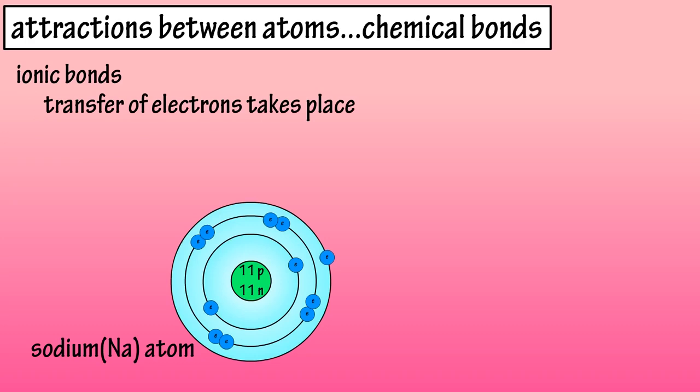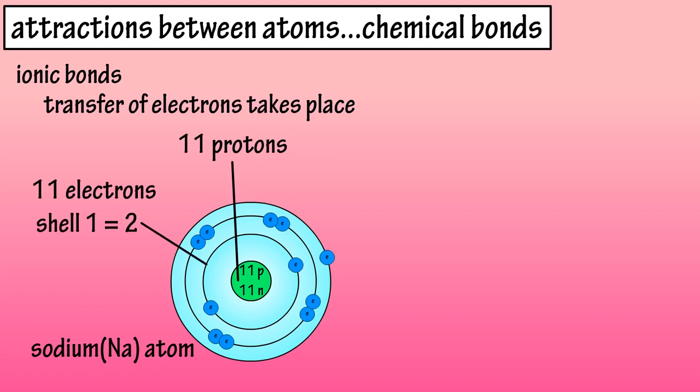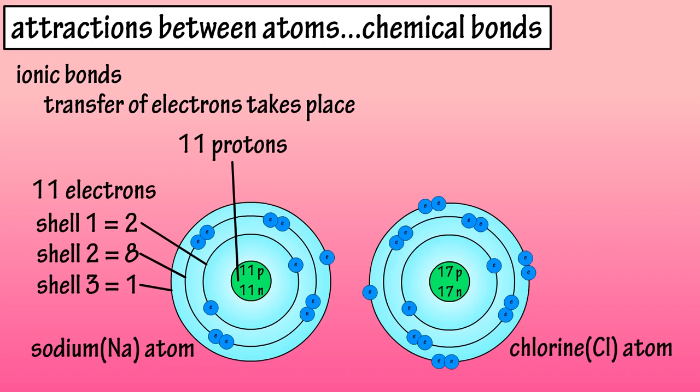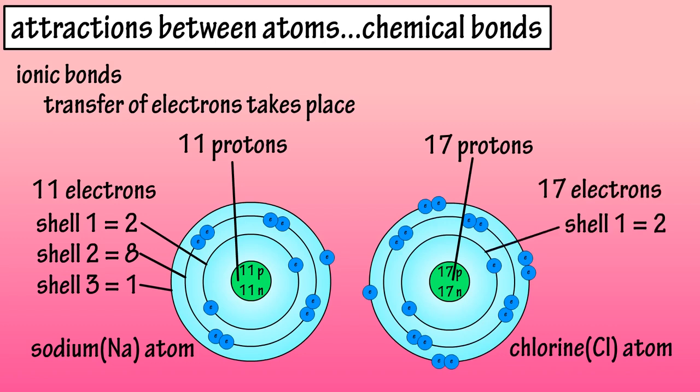Here we have a sodium atom, which has an atomic number of 11, meaning it has 11 protons in its nucleus and 11 electrons in its shells or energy levels. Shell 1 has 2 electrons, Shell 2 has 8 electrons, and Shell 3 has 1 electron. And here we have a chlorine atom, which has an atomic number of 17, so 17 protons and 17 electrons. It has 2 electrons in Shell 1, 8 in Shell 2, and 7 in Shell 3.